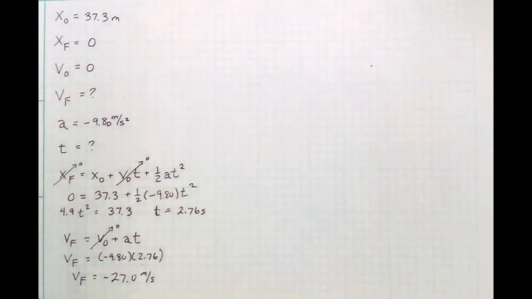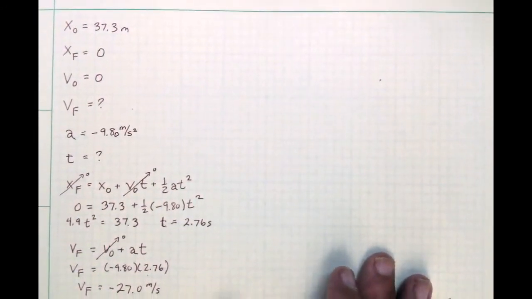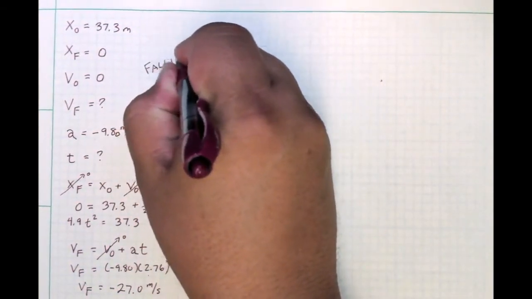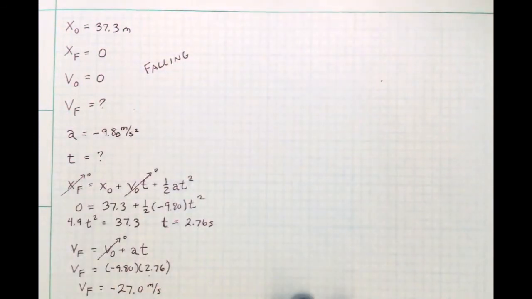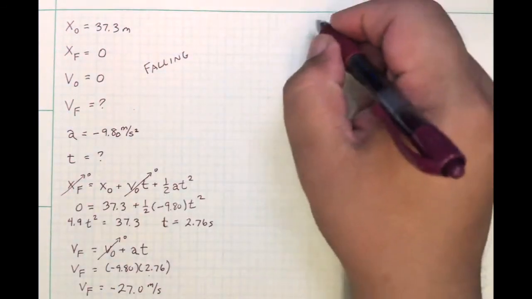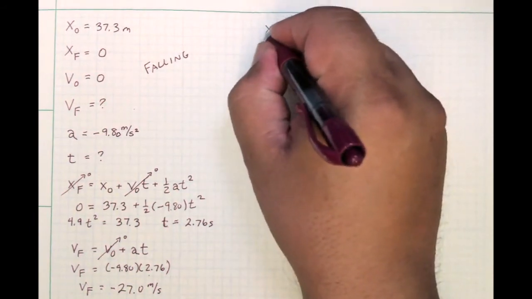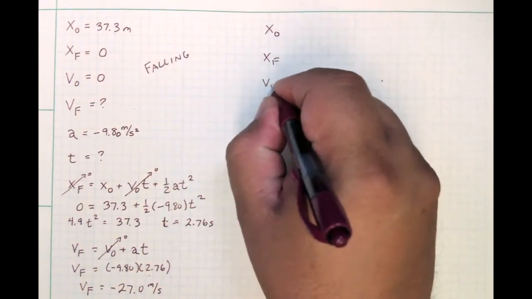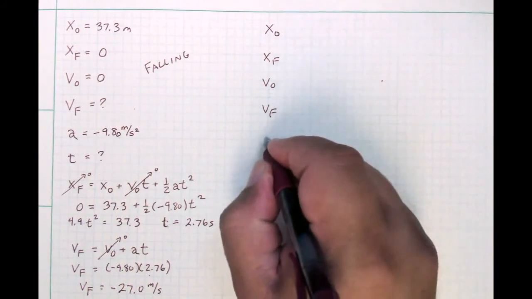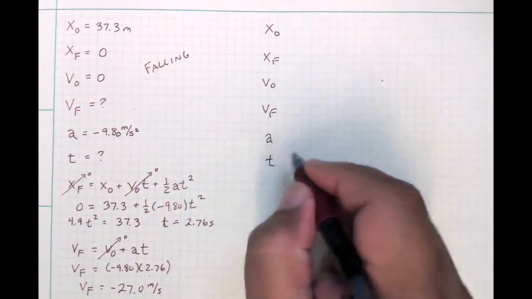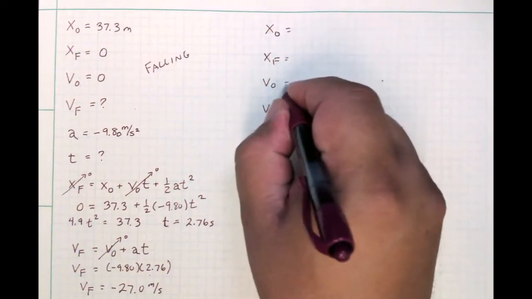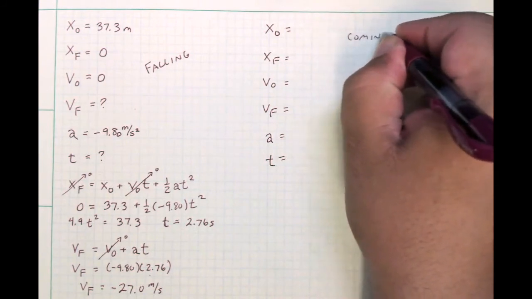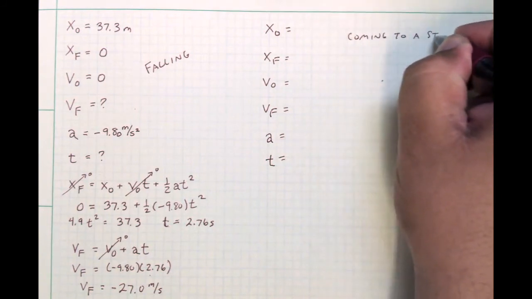So now we have a second situation. This first situation was falling, but now we deal with the situation of coming to a stop. And we'll have these 6 variables, once again: initial position, final position, initial velocity, final velocity, acceleration, and time for this situation of coming to a stop.